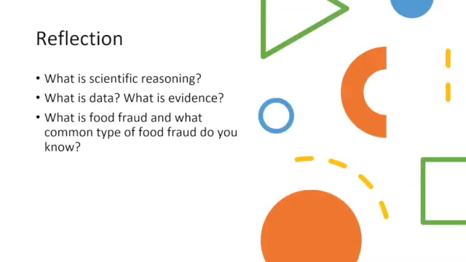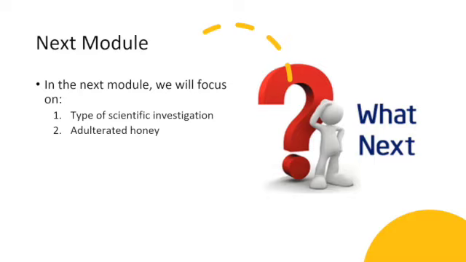Now, please fill out the reflection question in the Google Classroom. Tell us what you have learned about scientific reasoning, data, evidence, and the types of food fraud. In the next module, we will focus on the different types of scientific investigation that use adulterated honey as an example.